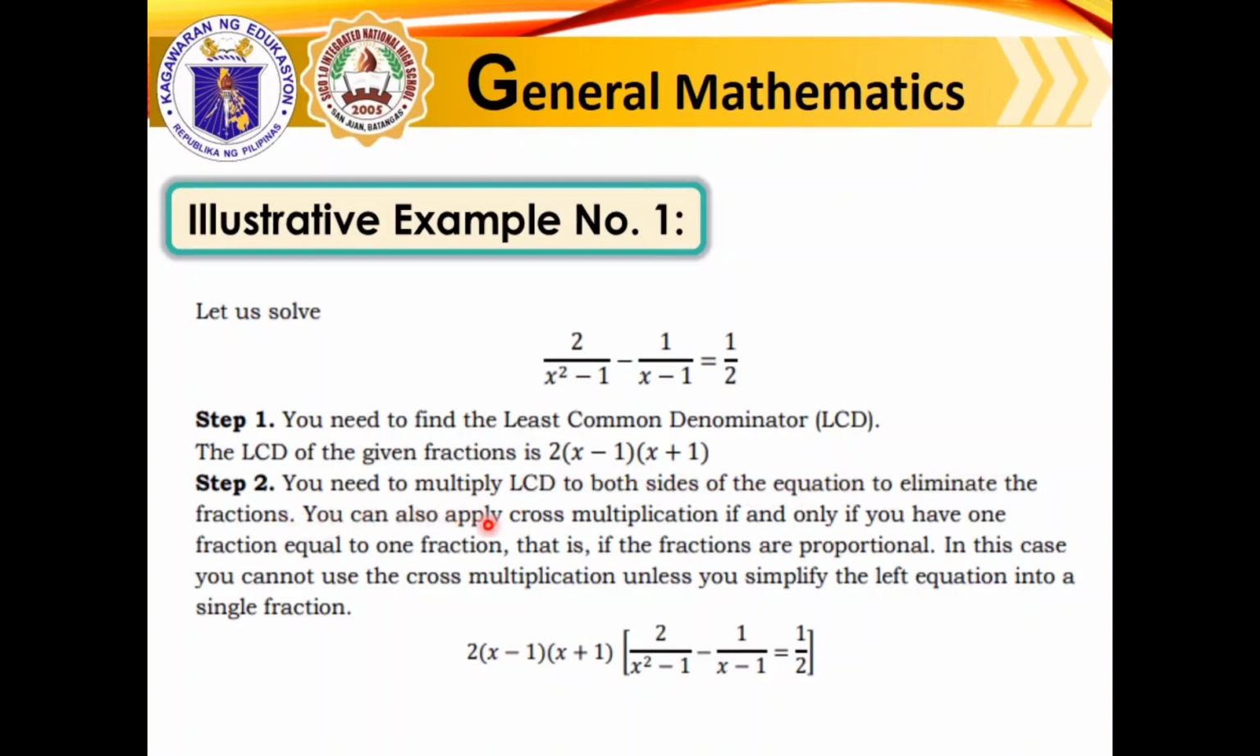You can also apply cross multiplication if and only if you have one fraction equal to one fraction, that is, if the fractions are proportional. In this case, you cannot use cross multiplication unless you simplify the left side into a single fraction. So we need to multiply our LCD to the original equation. Let's multiply. Multiply the LCD, which is 2 times x minus 1 times x plus 1, times 2 all over x squared minus 1 minus 1 over x minus 1 equals 1/2.